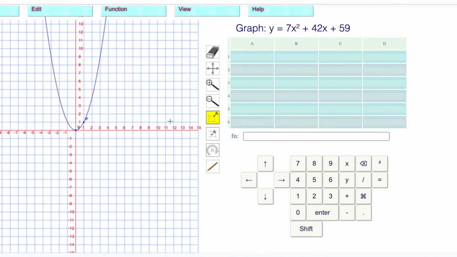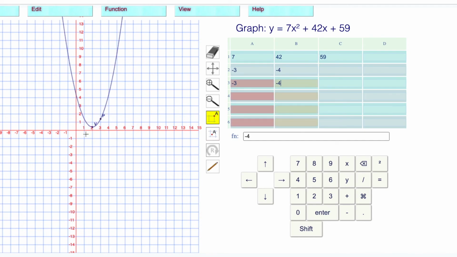Let's do another one, but a little bit faster. The a is 7, the b is 42, and the c is 59. The h is negative b divided by 2 divided by the a. The k is 7 times the x squared plus our b term times the x plus the 59. And that gives us negative 4. We're looking at negative 3, negative 4 is our vertex. It is opening up. I'm going to grab my parabola like this, bring it to negative 3, negative 4.